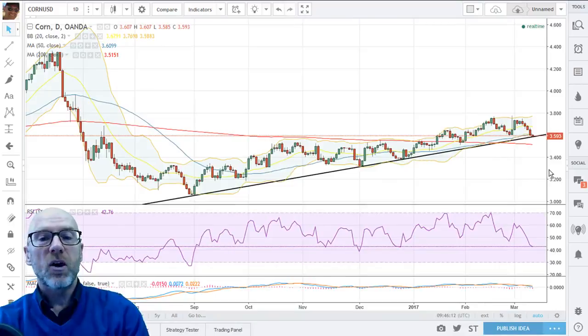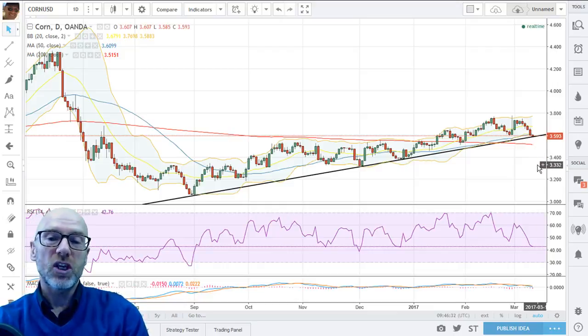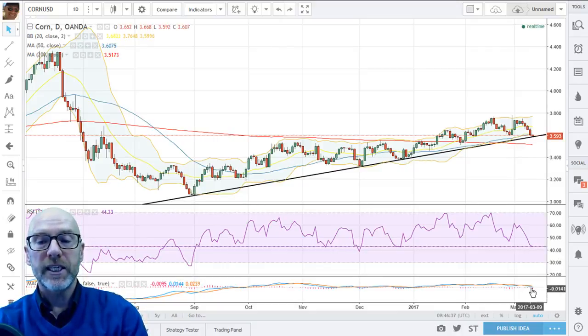In corn, we're right on the trend line. You can see that I've drawn this trend line back from August through the lows of August, December, and then another one in December, and we're right on that trend line. If it doesn't hold, we're getting negative momentum starting to appear. We've got the MACD rolling down, and we've got the RSI back below 50. So if it doesn't hold, it would be another bearish picture, unfortunately.